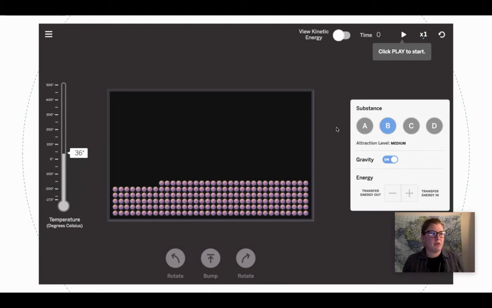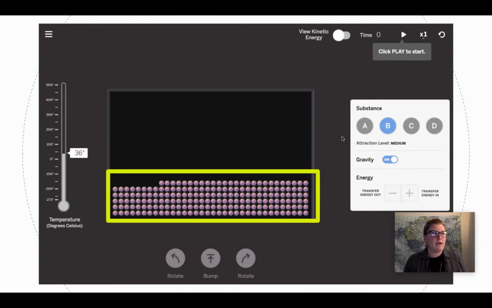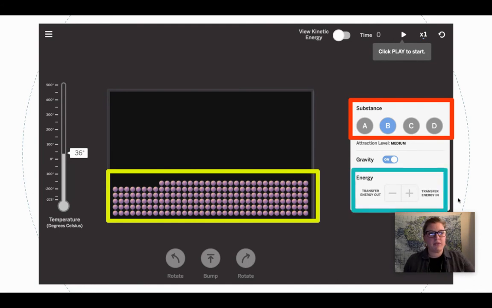So this is just to familiarize you with the different parts of the sim that you'll get into in just a minute. These purple dots are going to represent your actual molecules or particles. You can change the substance from A to B to C to D. I'll show you how to work with substance A, and then you'll finish out using substance B and C on your own. You can play around with the amount of energy. You can transfer energy into and out of those molecules. Don't really worry too much about that right now.